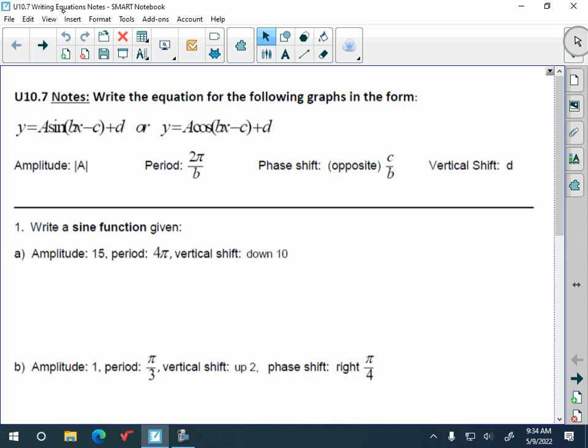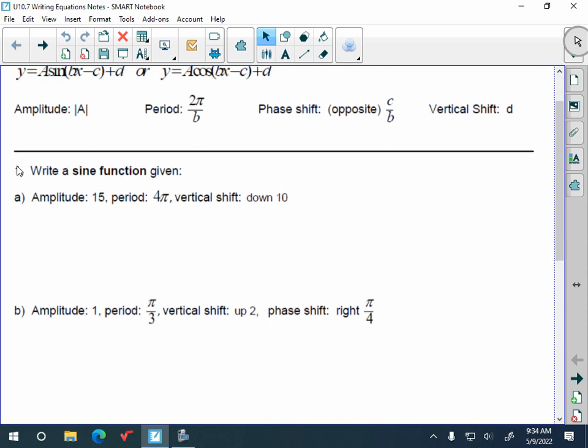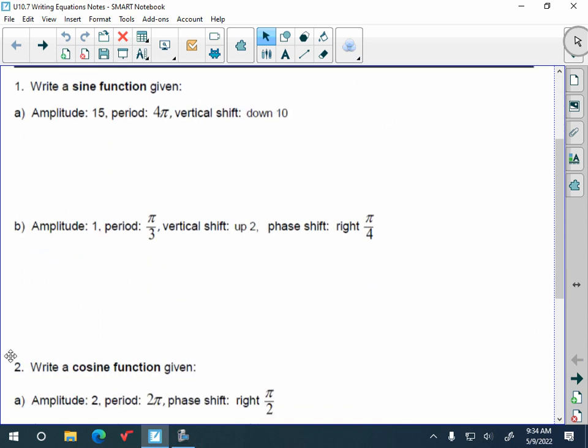So you can see where A, B, C, and D come from to plug it into the formula. All right, so let's go ahead and we're going to write a sine function for each of these first. So they give us the amplitude, they give us the period, the vertical shift. And so we're just going to plug that into our formula.